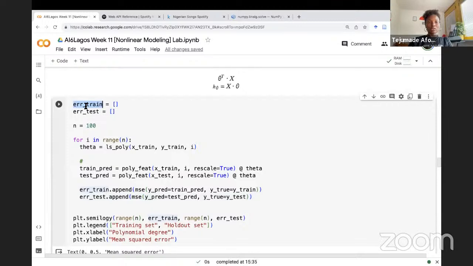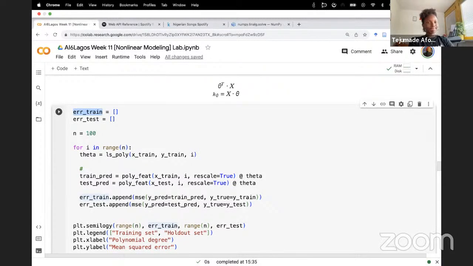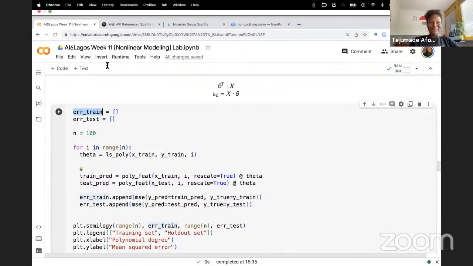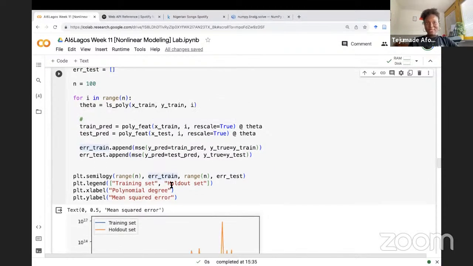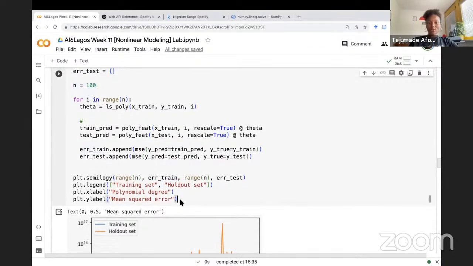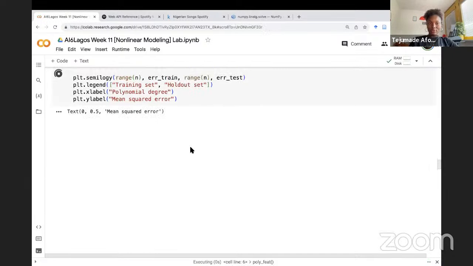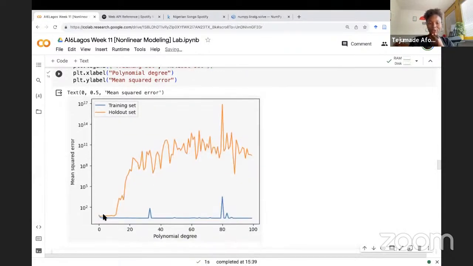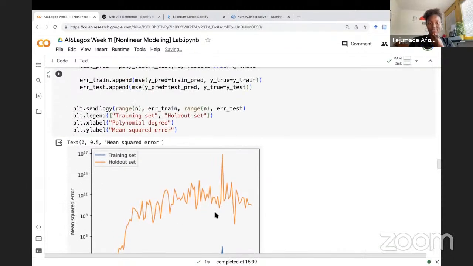Does anyone know what will be the length of this list? Yes, Gamalian. It's going to be 100, because we said we want to do it 100 times. So once we do that, we can just run the cell, until we see the training error going down and the test error going up.